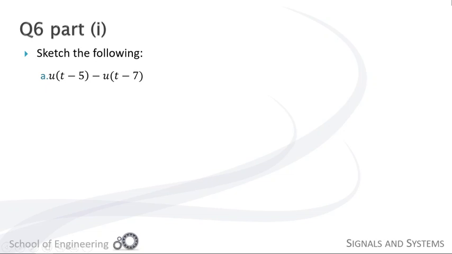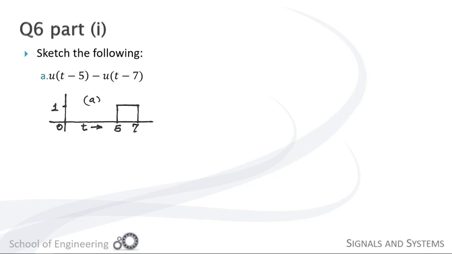So when I subtract one from the other, visualize that. I get the first one, which is a step up at 5, but until time 7, I subtract 0. Then at time 7, I subtract 1. So what does it become? 0. So you end up with this, like a rectangular pulse. You're going to see this time and time again. It is one of the most important things.